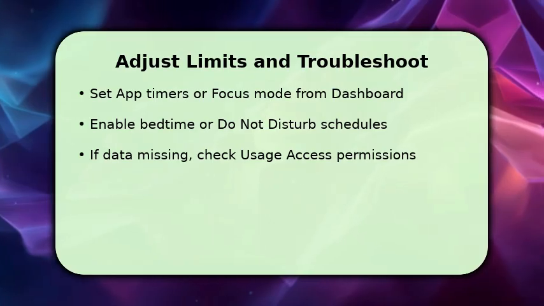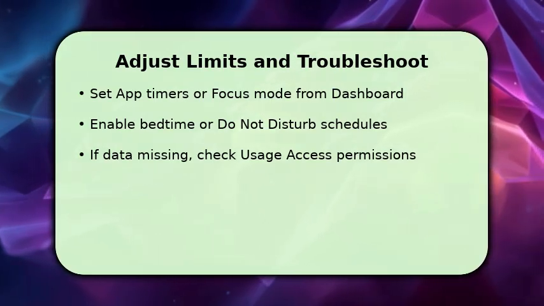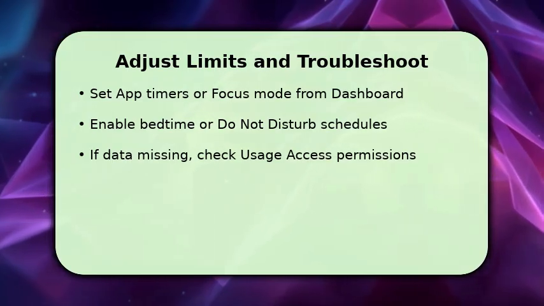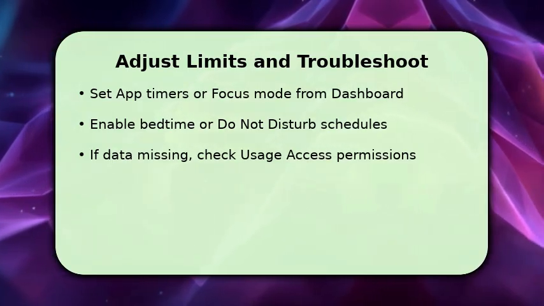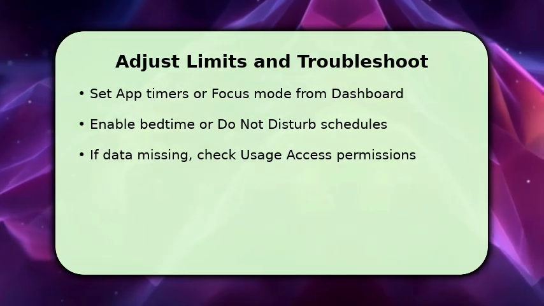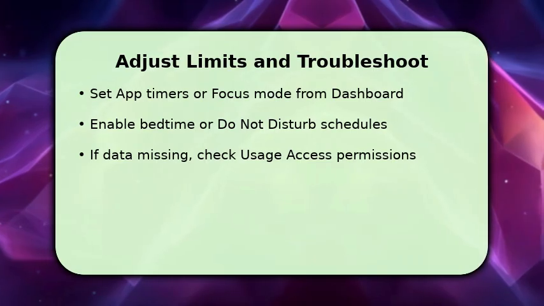If screen time appears incomplete, make sure usage access is granted to Digital Wellbeing in Settings. Revoke and regrant if needed. Finally, restart the phone after permission changes so the system rebuilds accurate usage logs and the numbers reflect real activity.